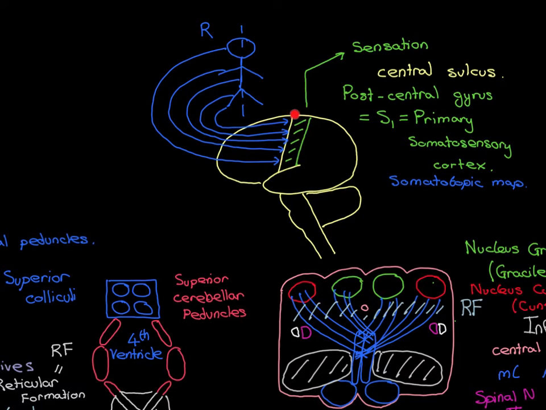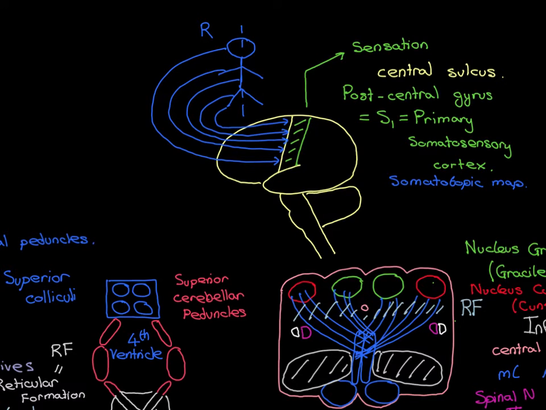The bottom of the body goes right at the top, and then as you work your way around, down, you go to the higher portions of the body. So the head region is quite far down here. And of course that will just be the right side of the head region, whereas the left side of the head region will be on the right primary somatosensory cortex. So the mirror image of this picture is true for the right primary somatosensory cortex.